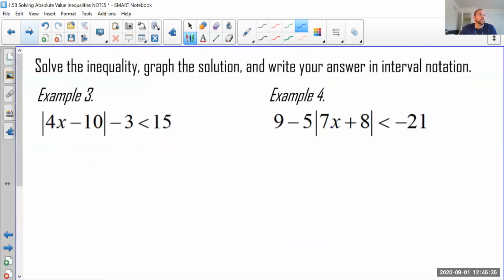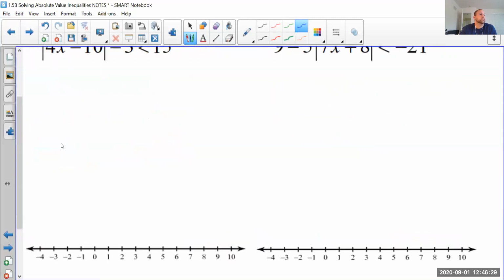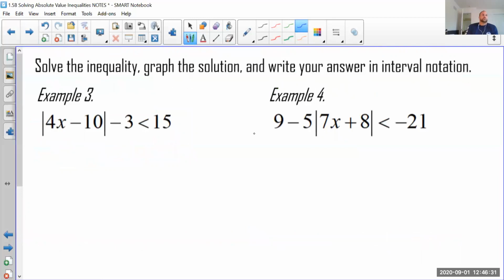All right, let's look at the next two examples here. First one, again, remember, always have to isolate the absolute value first. That is the number one thing that we have to do. I saw some people yesterday set up two equations before they isolate. Number one thing we have to do here is get this absolute value by itself. So that's the very first thing I'm going to do: change this into the absolute value of 4x minus 10 is less than 18.